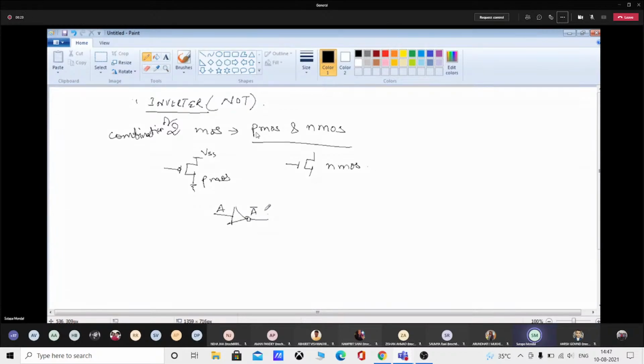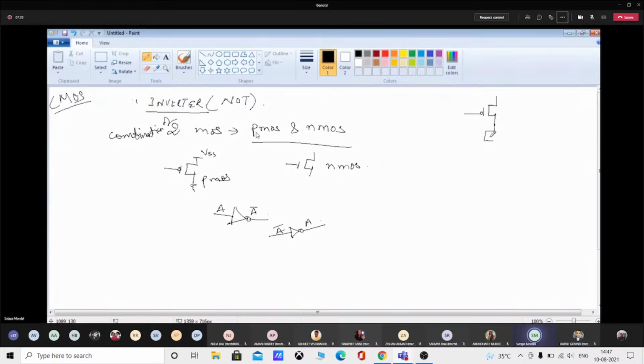But in the complementary CMOS, this is the CMOS. So here we will take like this. This is the inverter or a NOT gate, but your input will be A bar. You can get A. Okay, no issues. But here we will make the inverter or the NOT gate using both the PMOS and NMOS.